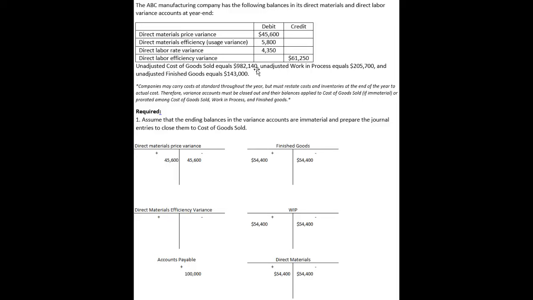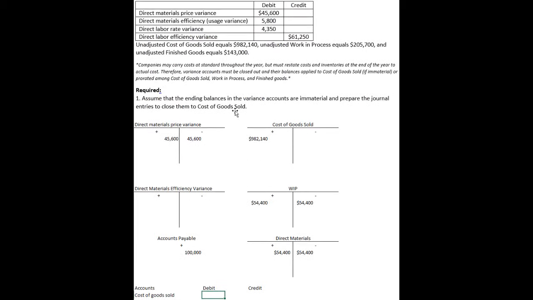So we're told that the unadjusted cost of goods sold account is 9 82,140. So I could change maybe this heading, cost of goods sold. What they're telling us is the unadjusted amount before we've closed any of the variance accounts is 982,140. And we know that's wrong. We know it's understated for these reasons, and perhaps it's overstated if we put too much in there, which is what happened with the labor efficiency variance. So this account is going to be cost of goods sold.